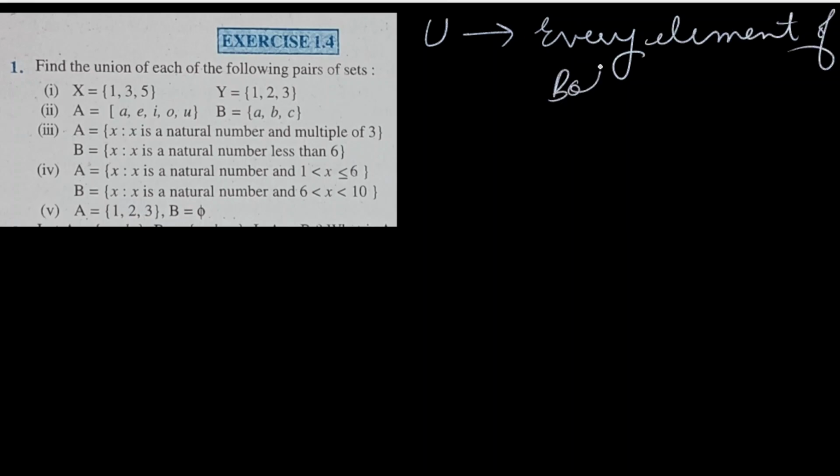So let's start. Question number 1 says: find the union of each of the following pair of sets. Two sets are given in each of the following parts, and we have to find its union. Union, I have explained to you, this is the symbol of union, and union means every element of both the sets, of all the sets, whichever sets we are taking. So let's start now. First one.